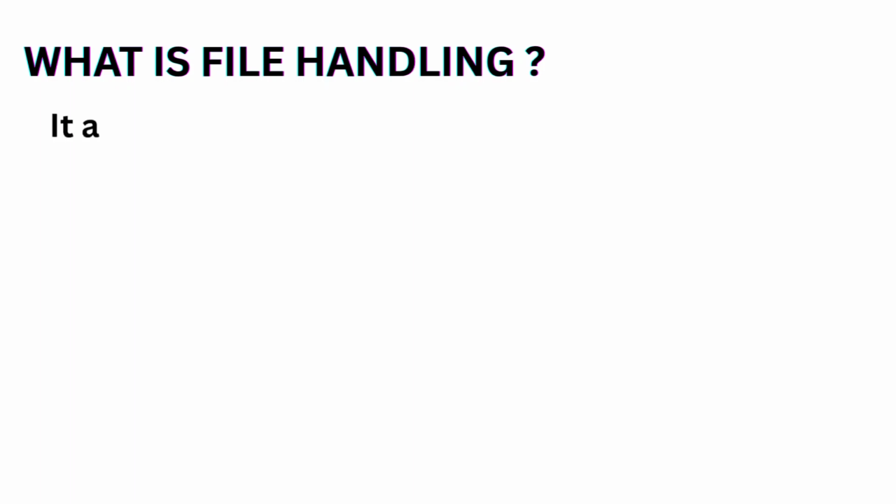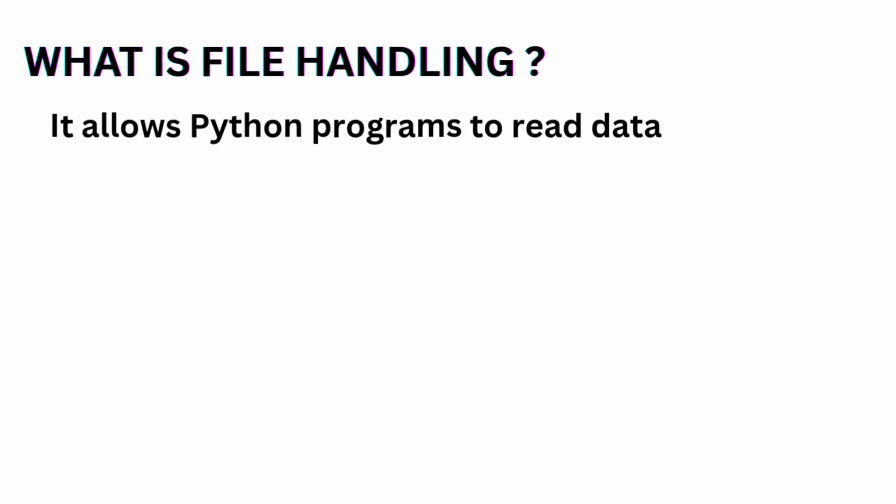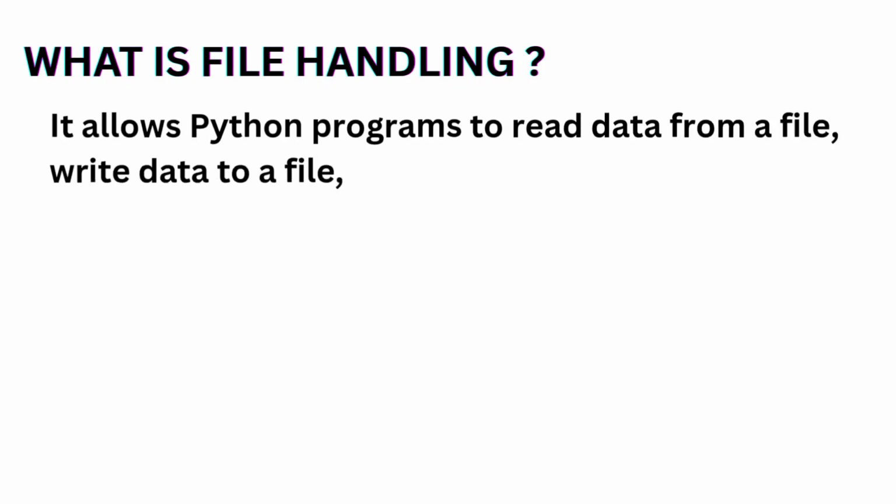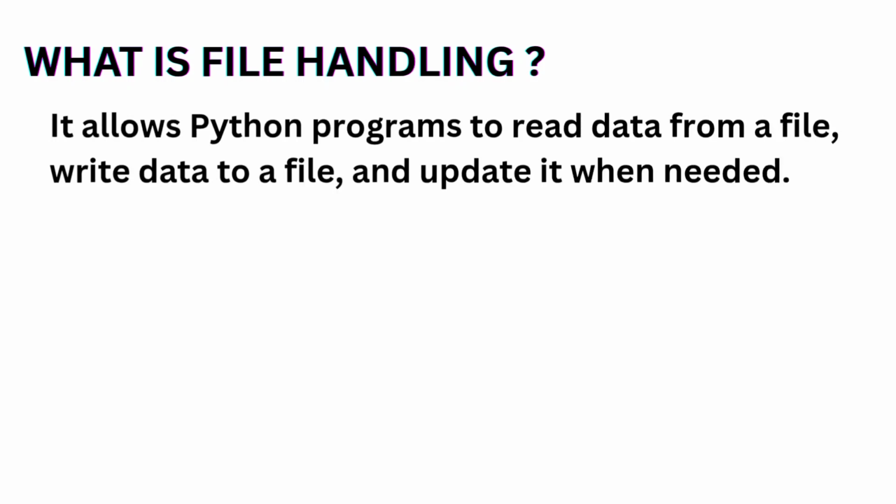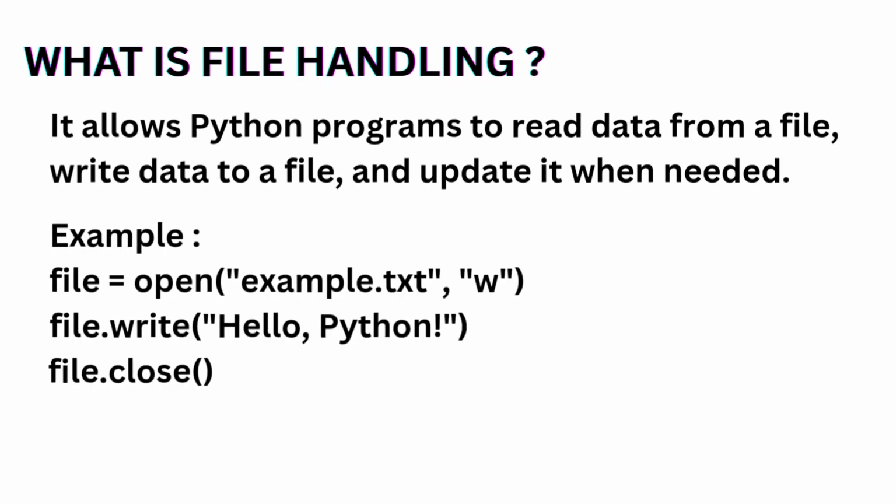File handling allows Python programs to read data from a file, write data to a file, and update it when needed. You can work with text files, CSV files, JSON files, and much more. Python makes it easy using the built-in open function. Let's see an example. file = open("example.txt", "w"). We will discuss what "w" is. file.write("Hello Python") and file.close(). This code creates a file called example.txt and writes "Hello Python" to it.